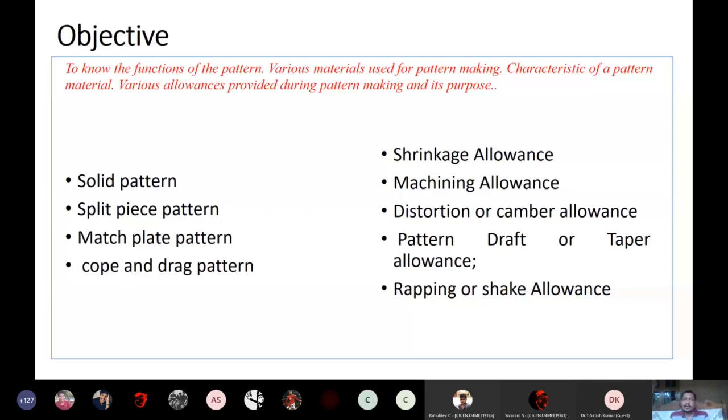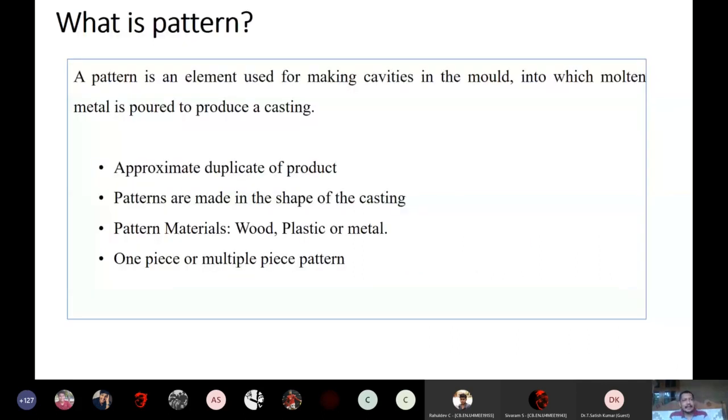So what is a pattern? Last class we saw a video of a casting. In that video you can see that a cavity has been created. That cavity you are creating with the help of a pattern. So a pattern is nothing but the approximate duplicate of the product. Patterns are normally made in the shape of the casting. Normal materials which we use for making the pattern are wood, plastic or metal, and you will make it as a single piece pattern or a multiple piece pattern.